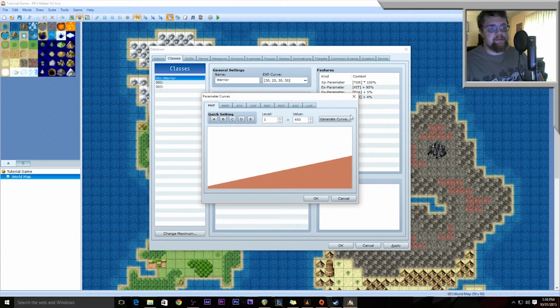So you come down here and you get this window that looks like this. You've got this sort of line graph. You've got all these buttons, and things get really confusing really quick.